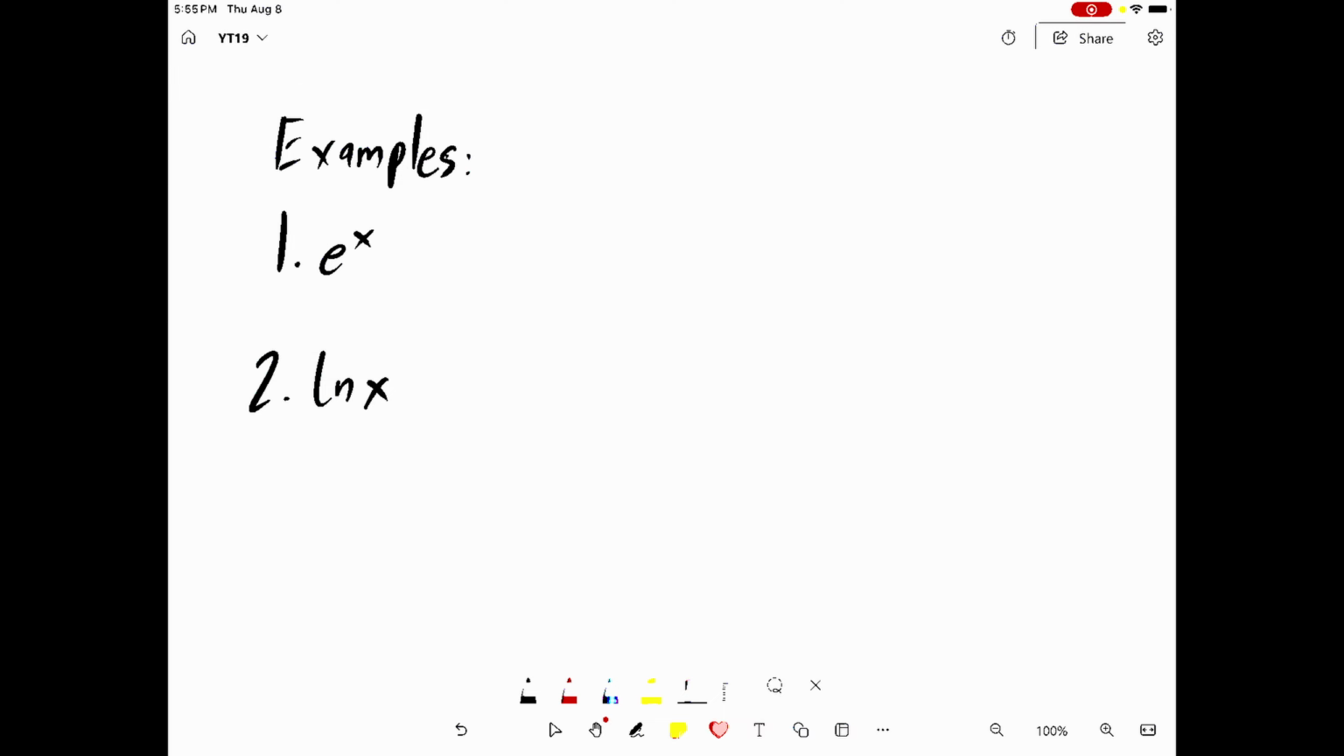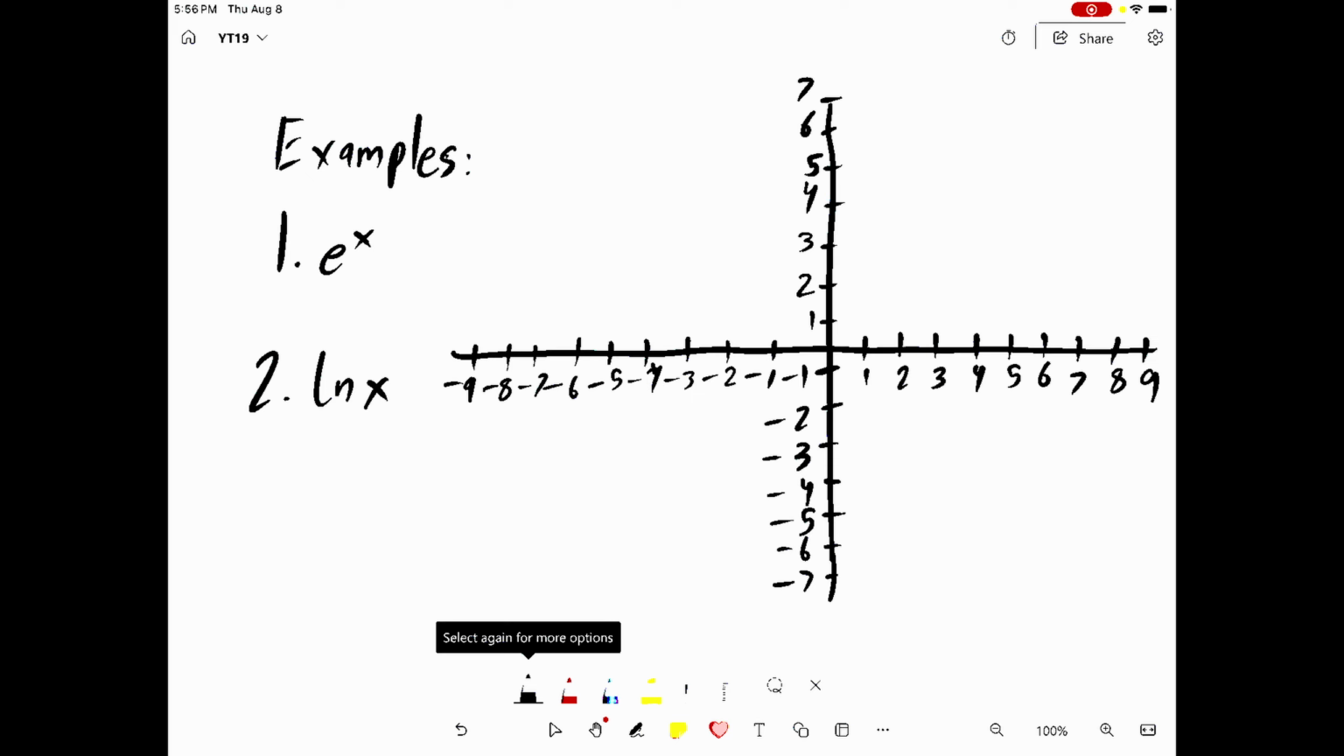For today, we only have 2 examples, and they're very simple. The first example is e to the x. Let me draw the coordinate plane and get back to you. Here's the coordinate plane, and we're going to start by graphing e to the x. If we substitute x equal to 0, we're going to get e to the 0 equal to 1 by property of powers. A to the 0 is equal to 1 as long as a is not equal to 0. You should know this from pre-algebra, but in case you didn't, there you go.